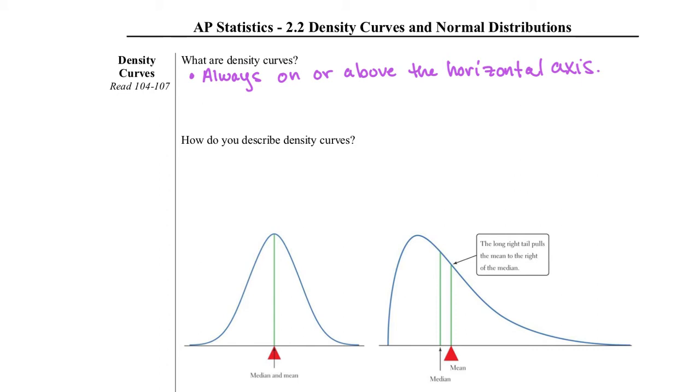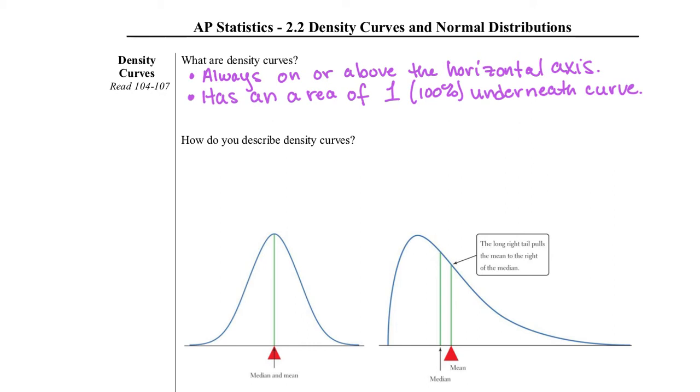The first description we use for a density curve is that it is always on or above the horizontal axis. We actually have two examples of density curves down here, and you can see that all of our data is represented above these horizontal axes. However, if we think about it, all of our data so far, histograms especially, have always been above a horizontal axis. So this is just a representation of that same data.